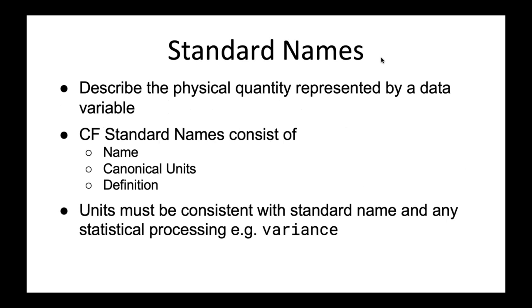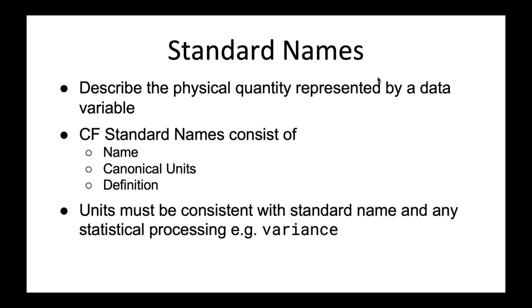Standard names are a controlled vocabulary of names for representing the physical quantity represented by the data variables. A standard name consists of the name, which can be long and is underscore delimited words, canonical units, and then a definition. The process for that is CF has an email list and it's moving to a GitHub repository, and there'll be issues for discussion. That is where new standard names are proposed.